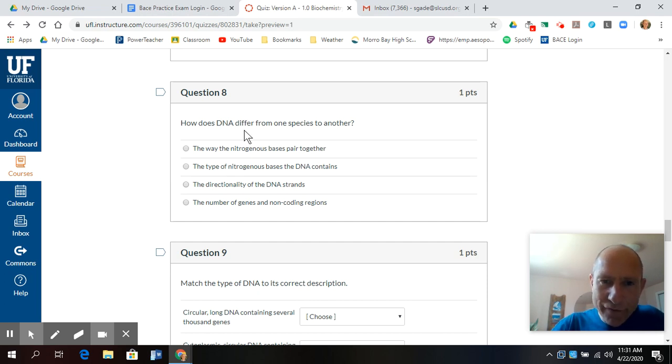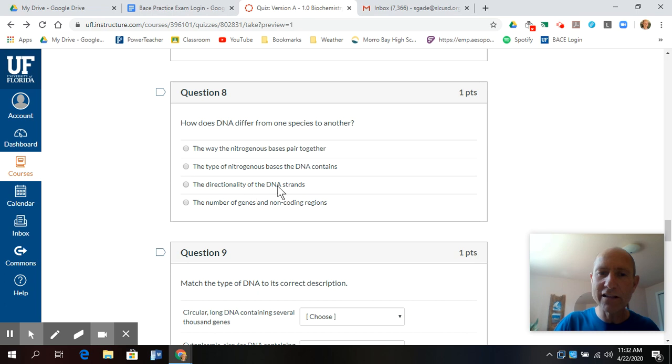How does DNA differ from one species to another? The way the nitrogenous bases pair together. That's wrong, because A always goes with T and C always goes with G. The type of nitrogenous bases the DNA contains. That could be read different ways, and I think this question wasn't written very well. Maybe the order in which the nitrogenous bases are assembled, that would be obvious, but the type, I'm going to say no, because they all have adenine and thymine and guanine and cytosine. They all have the same 4 nitrogenous bases.